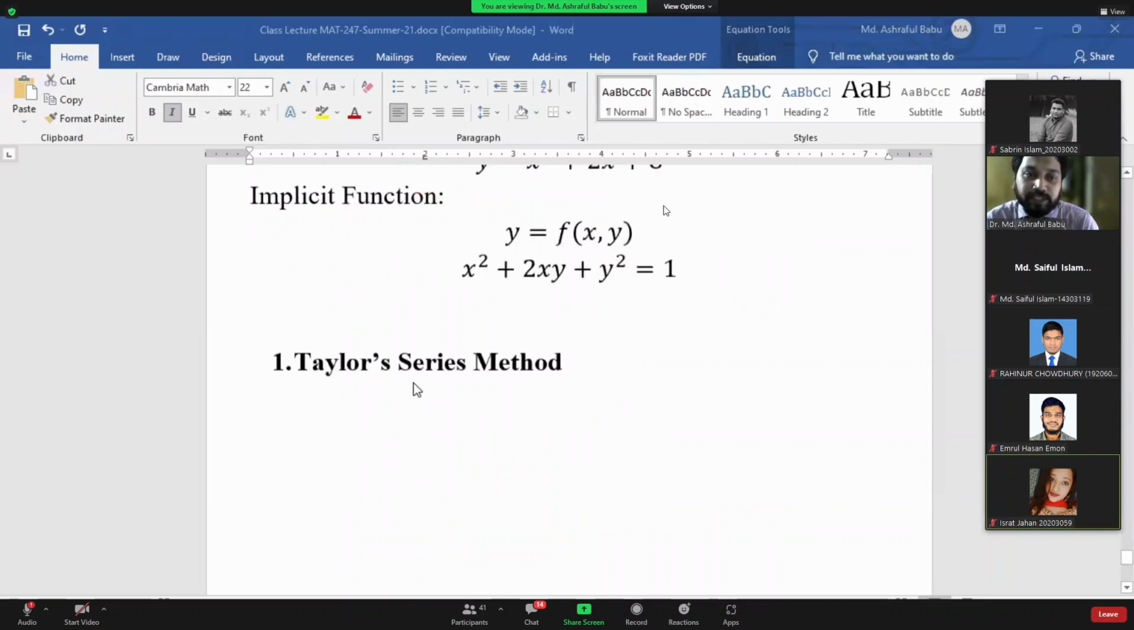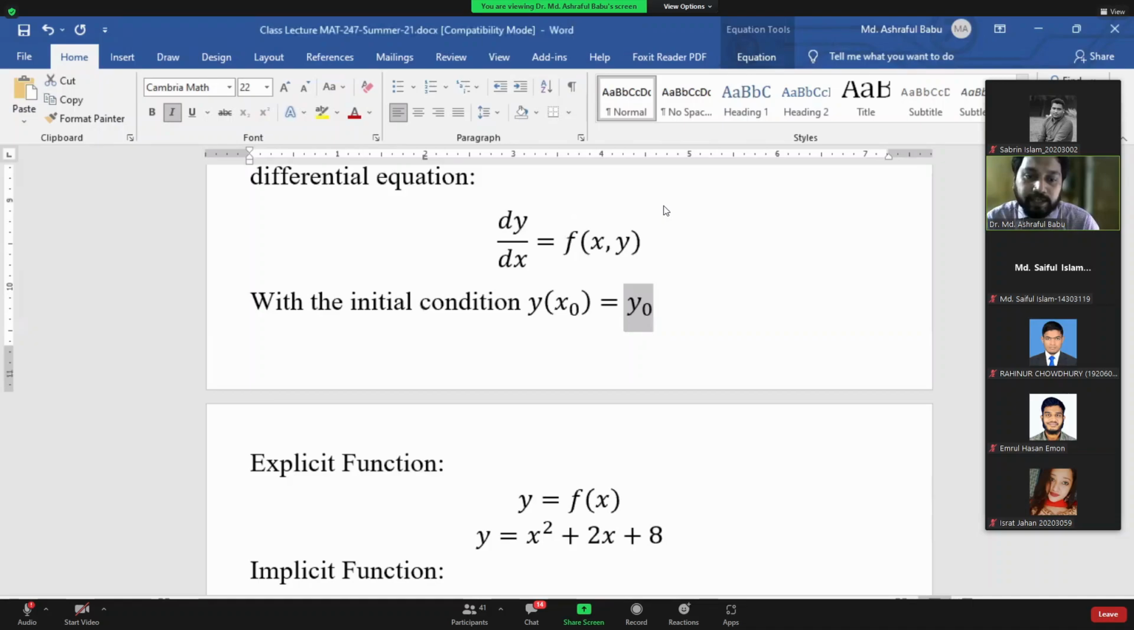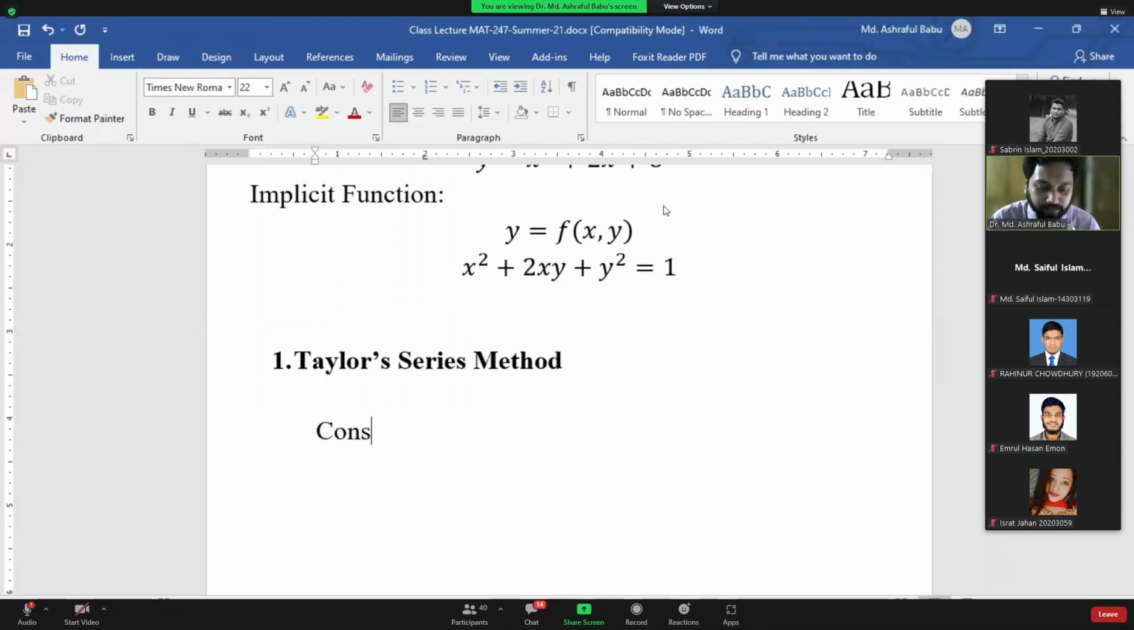Similarly for the Taylor series method, the function types will be this one. So I just write this one. The same things I'm writing in here, considering the first order.